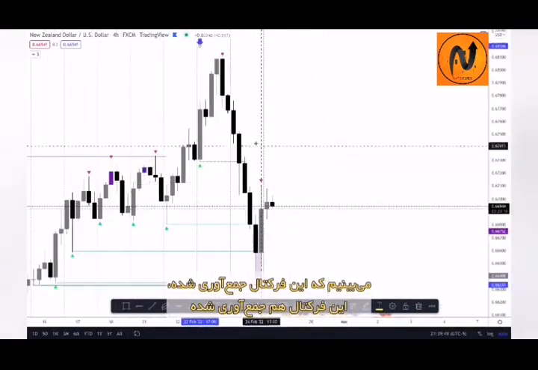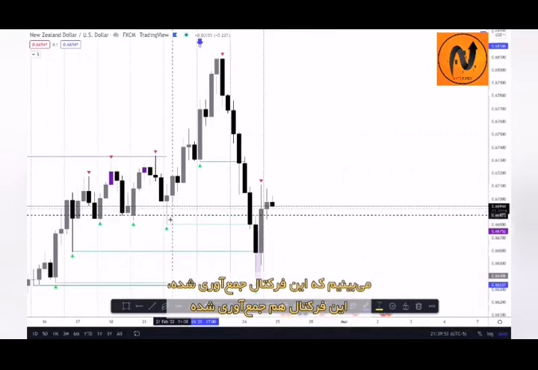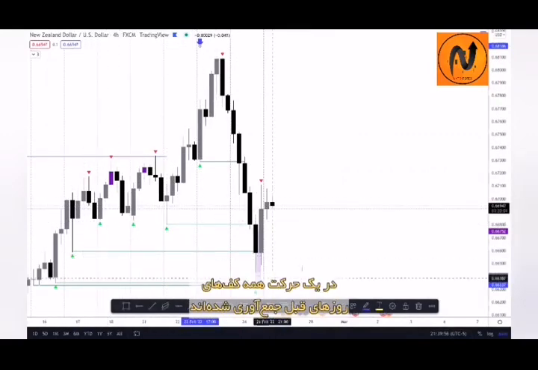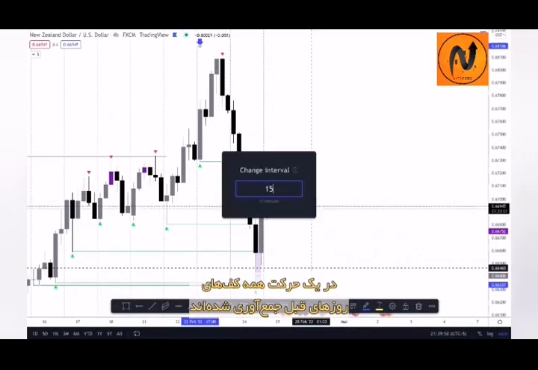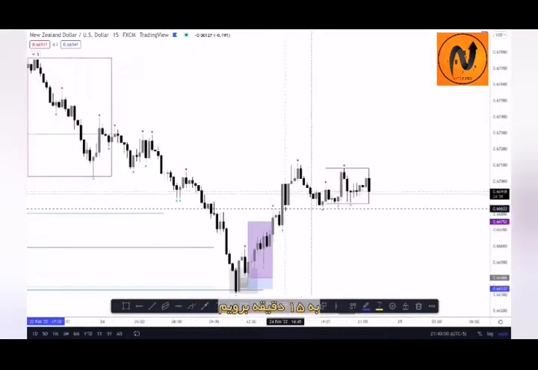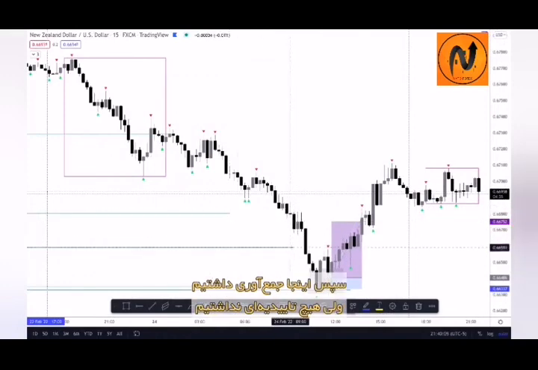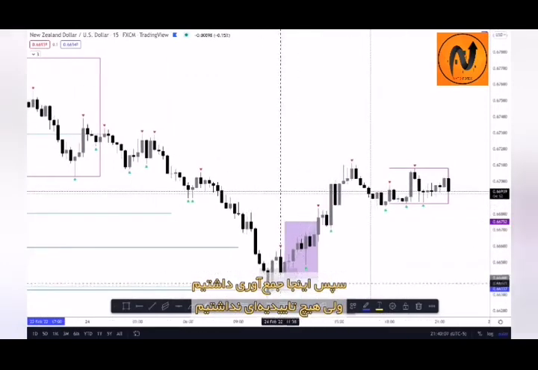We can see coming into the day, we swept this fractal, and this 4-hour fractal here, all previous day lows at one point in time. Let's come into the 15-minute. What happens when we come and sweep here? We never had confirmation. We come and sweep here, never had confirmation. We come and sweep here.